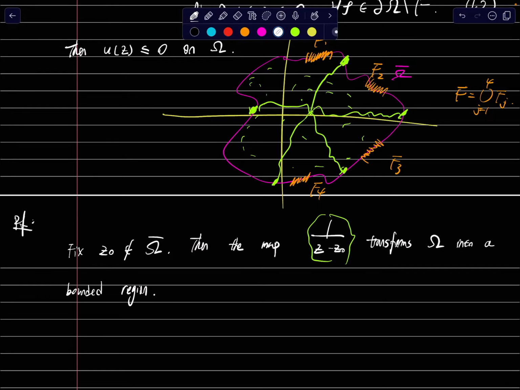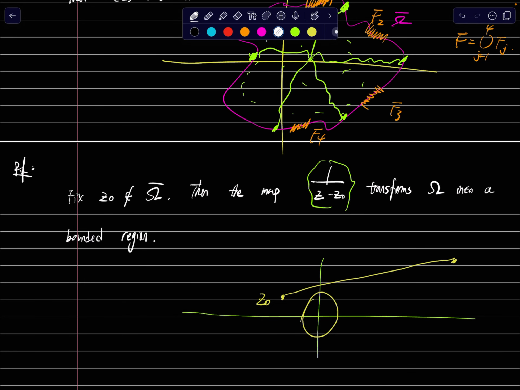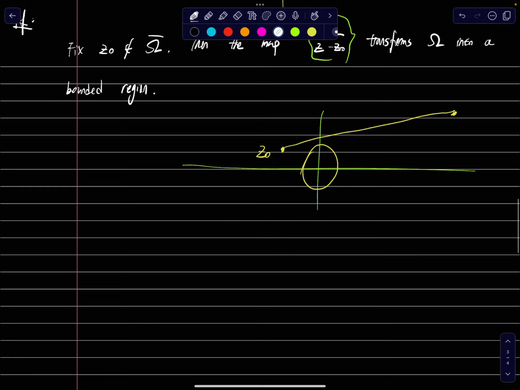So if we draw a figure, this is zeta naught, and for some z, for example, this is very big, but you take the reciprocal, it is going to lie inside the unit disk. So that is how the inversion or the Mobius transformation works. So we can transform an unbounded region to a bounded region. So without loss of generality, we can assume omega is bounded.